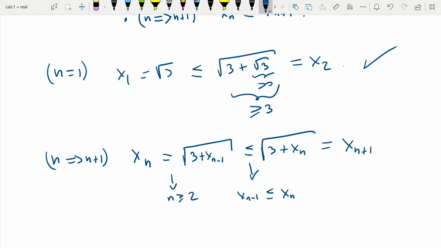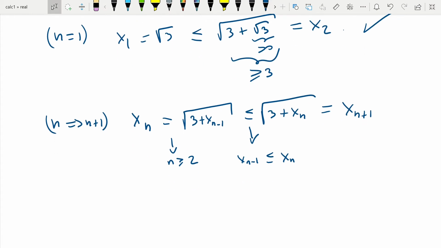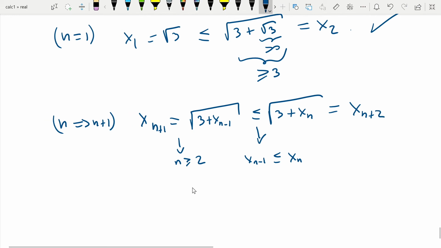Okay, so in fact, I just made a small mistake, a small imprecision in labeling. What I wanted to show is that x of n plus 1 is less than or equal to x of n plus 2. And so here I need to add plus 1 and get an xn here. So everything that's said here is actually correct. It's just a matter of labeling things correctly.